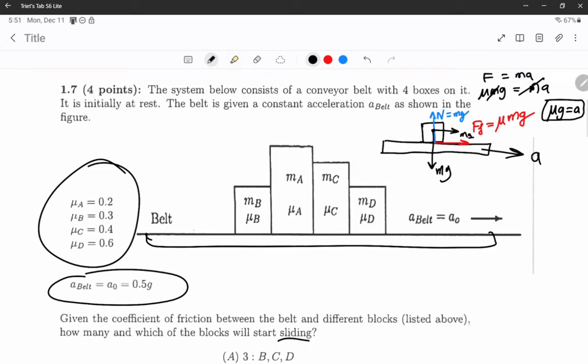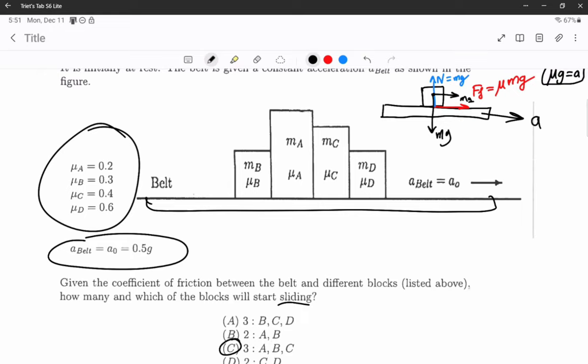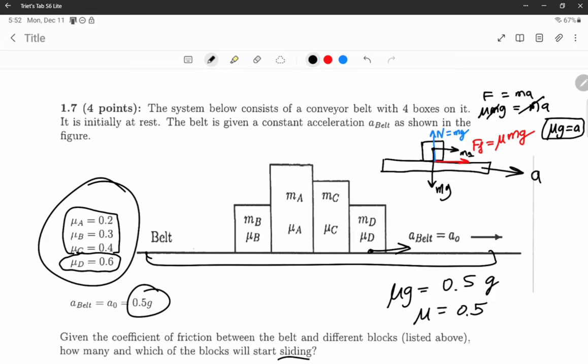That's what's happening. So here it asks for how many, which blocks will start sliding. So you see the belt is moving at 0.5 g, right? So if mu g equals 0.5 g, then mu has to be 0.5 in order to catch up with the belt. So in this case, we only have mu D of 0.6, which is high enough to make sure that the friction is high enough that D can catch up with the belt. But for the rest of it, A, B, C, the mu is too small, so the friction is not high enough to catch up with the belt, and so they are going to slip.